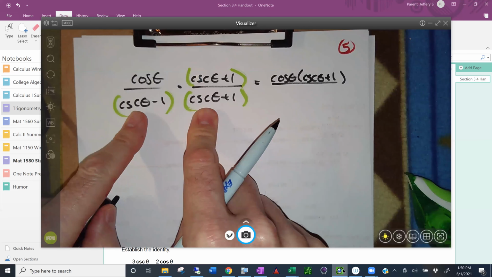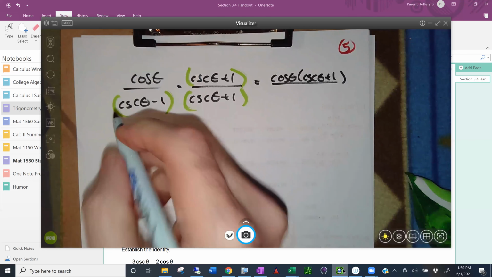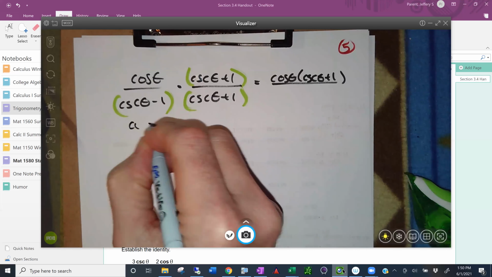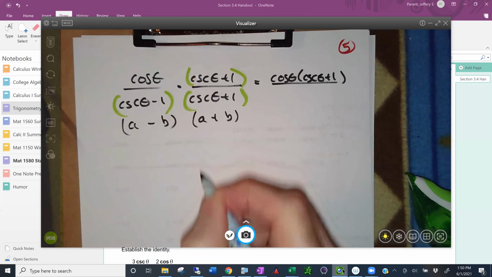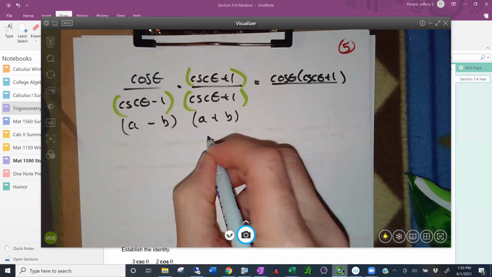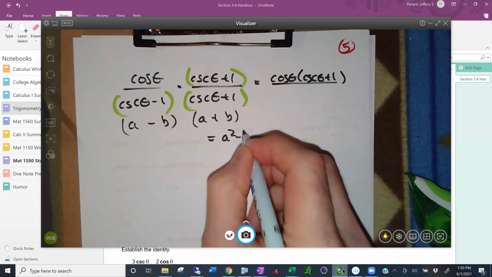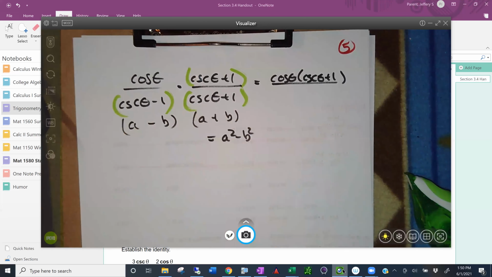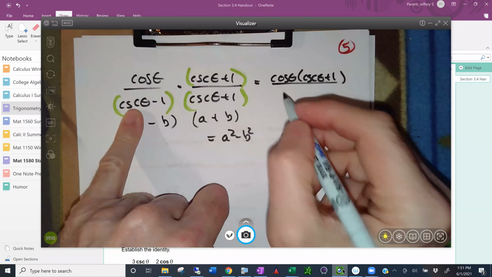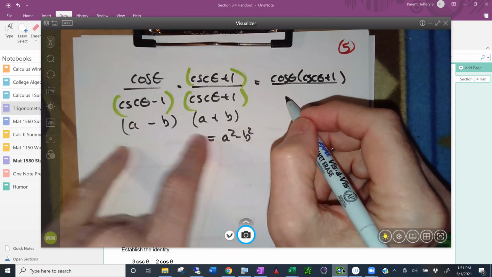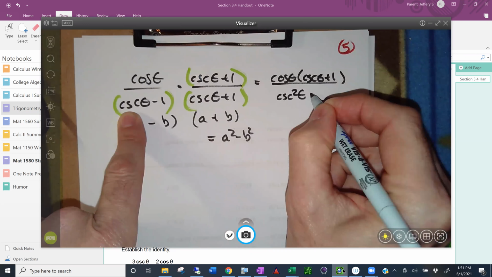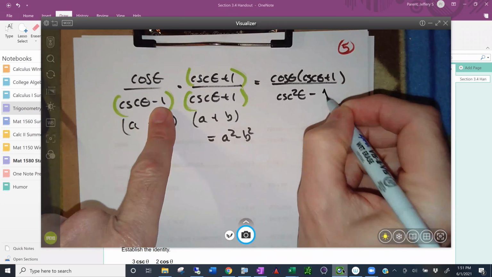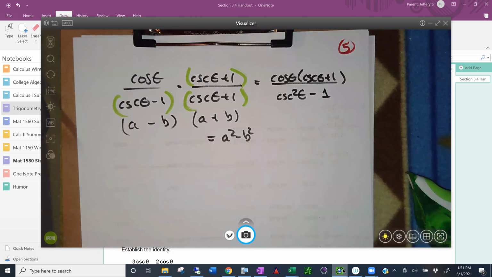So, all right, here's kind of a shortcut for us. I'm really multiplying a minus b times a plus b. I'm multiplying conjugates. And when I multiply conjugates, I end up with a squared minus b squared. The middle terms are going to cancel each other out. We've already seen that. That means in the denominator, what am I going to get? I'm going to get cosecant squared of theta minus 1 squared. I don't really have to write 1 squared because 1 squared is still 1.